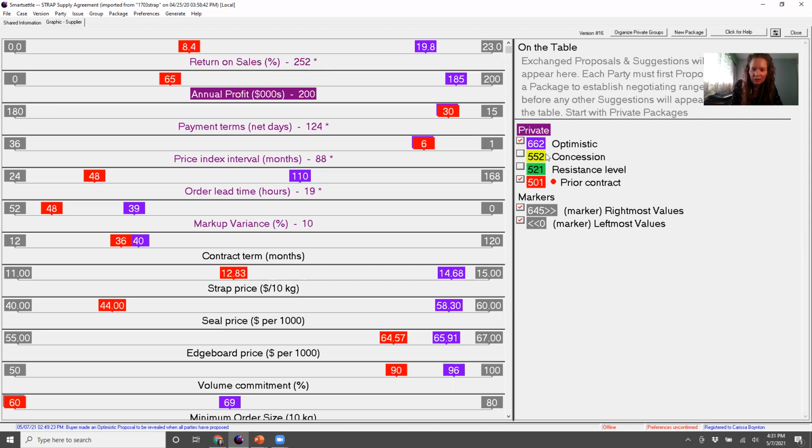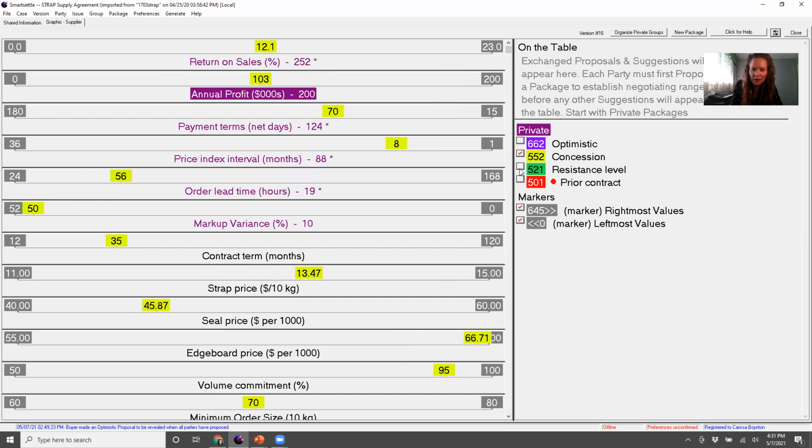And you can see we've also identified some other packages here. We've identified a concession package as well as a resistance level. So you can see the resistance level has 521 points. So that's a $20,000 improvement on the prior contract. So that's what we're aiming for, to do as good as that or better.